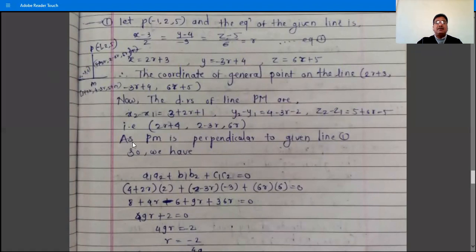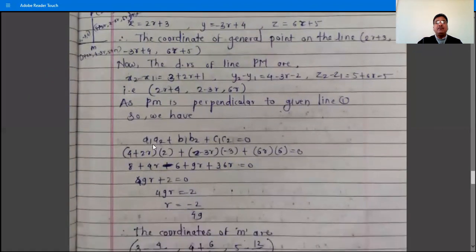And as the line PM is perpendicular to this line, number 1, therefore by using the perpendicularity condition, a1a2 + b1b2 + c1c2 is equal to 0. What are a1, b1, c1?